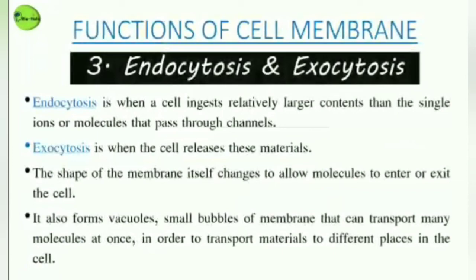Okay. Next is endocytosis and exocytosis. So what is endocytosis? Endocytosis is basically when a cell ingests relatively larger contents than the single ions or molecules that pass through the channels. And exocytosis is when the cell releases those materials. Now the shape of the membrane itself changes to allow the molecules to enter or exit the cell. It also forms vacuoles, bubbles of membrane that can transport many molecules at once, in order to transport the materials to different places in the cell.